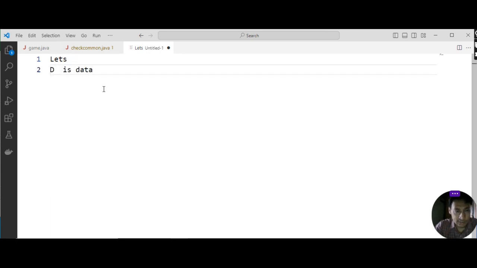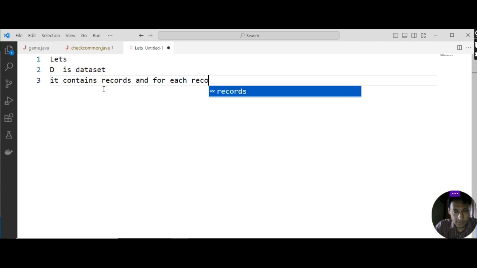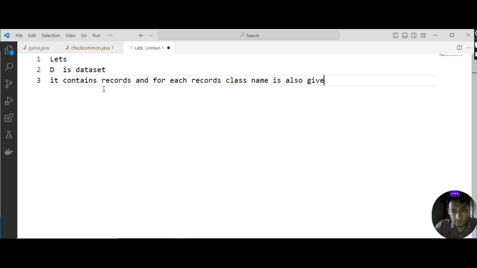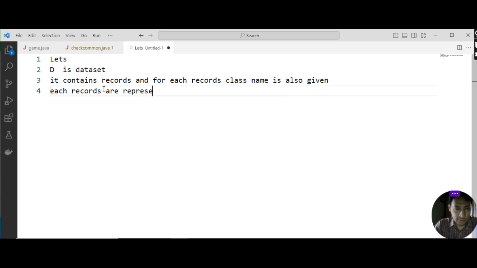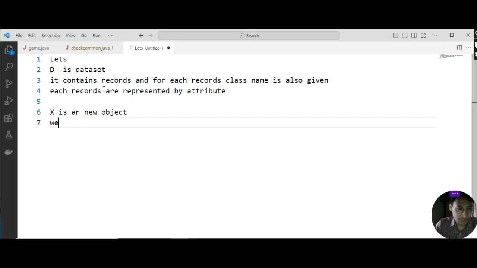D is a data set. It contains records, and for each record the class name is also given. Each record is represented by attributes. Now suppose X is a new object. We have to find the class in which X belongs.